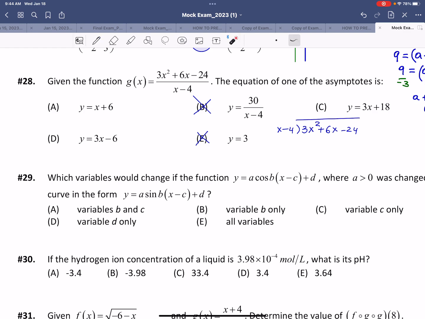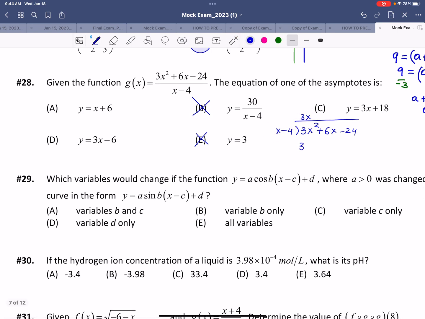So remember that we first look at the first terms. X goes into 3x squared 3x times. So multiply 3x by x minus 4. So that will give 3x squared minus 12x. Subtract the entire thing. So 6x minus negative 12x would be equal to 18x, and bring down the negative 24. Again, x goes into the first term, which is 18x this time, 18 times. So plus 18. So this will be 18x minus 18 times negative 4, which would be equal to negative 72.